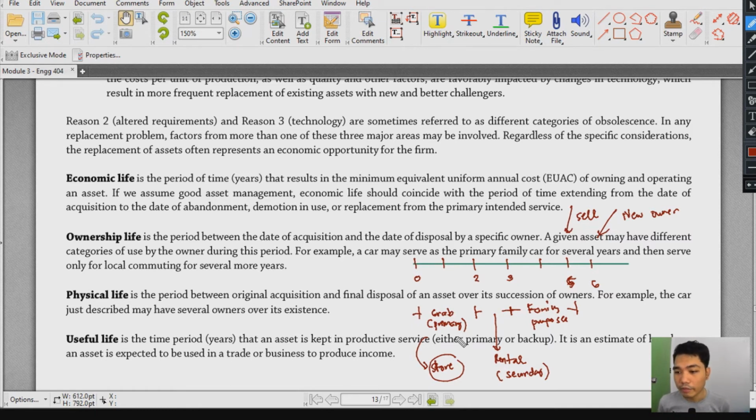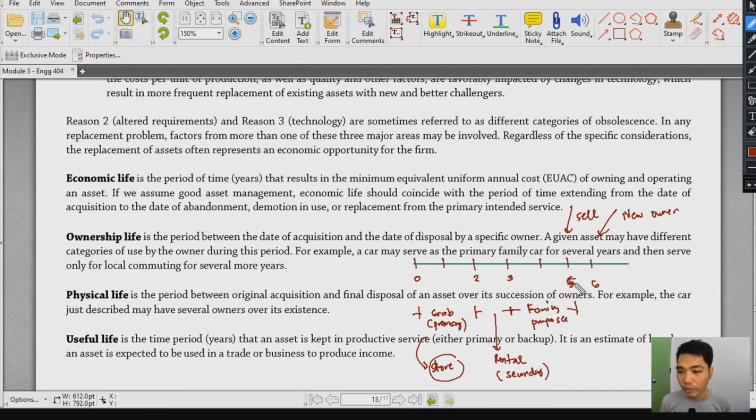Usually the economic life is less than the useful life. But of course, when the asset is still serving its purpose up until prior to its selling or disposal, then the economic life would always be equal to the useful life. But what is this ownership life? Ownership life is just the total number of years that you are in possession of that certain asset. So it's like starting from the 0 year up to the 5th year.